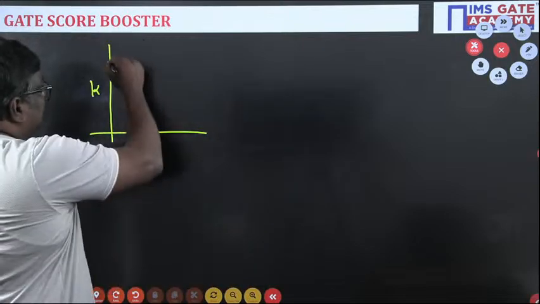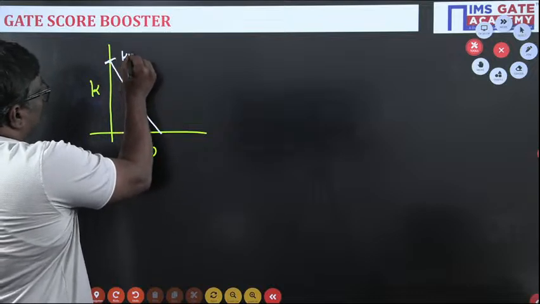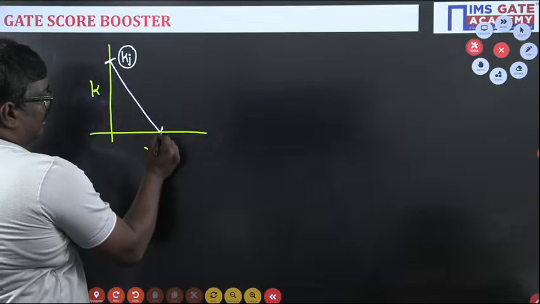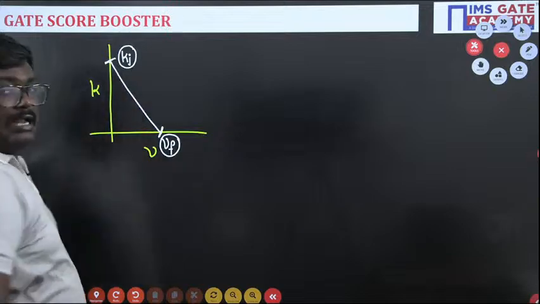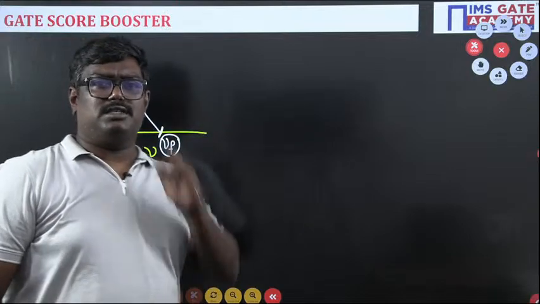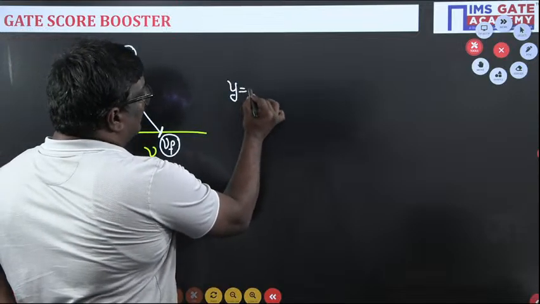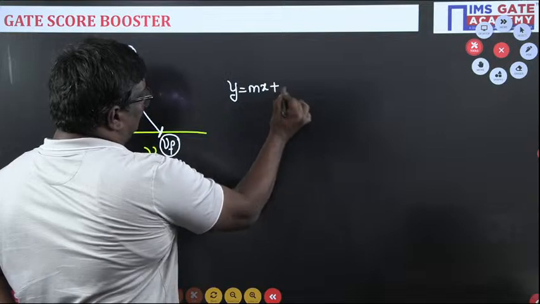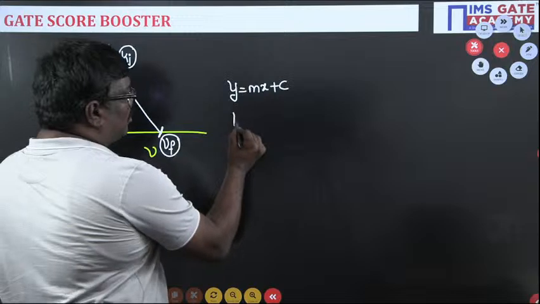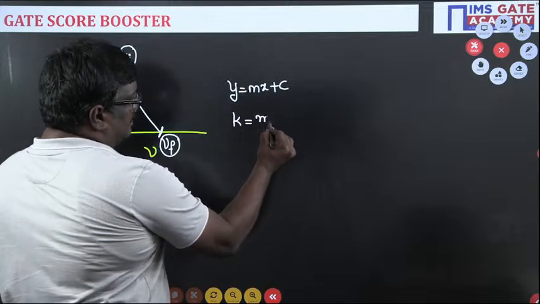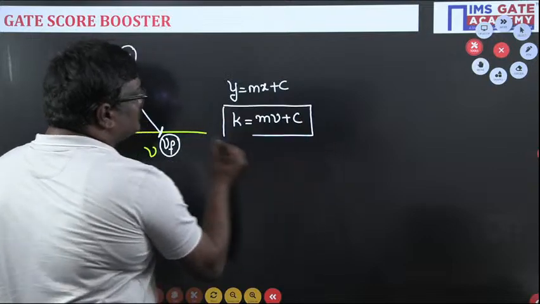So here if you see the graph, this value will be equal to Kj. This is the traffic density. And here we have the free flow speed. Okay. Now the same thing again, students. We have y is equal to mx plus c for a straight line equation. Here y is what, sir? K. X is velocity. So it can be written as mv plus c. So k can be written as mv plus c.